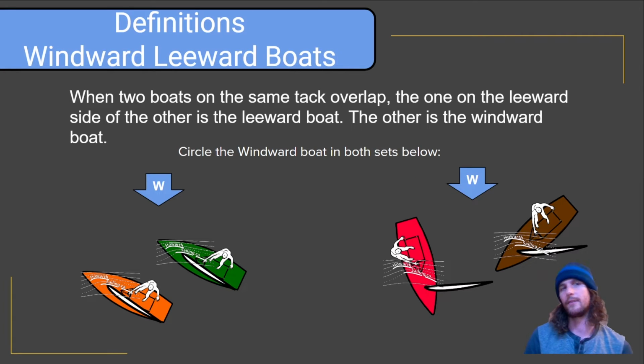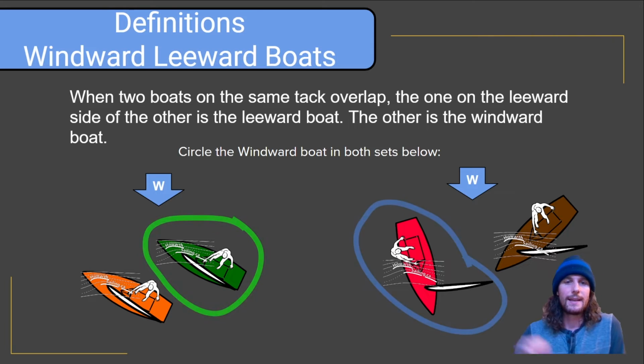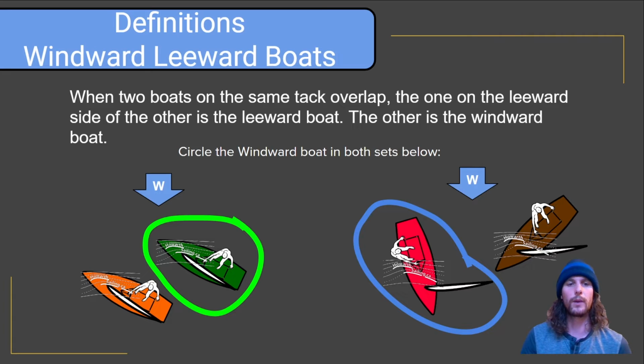So here we have another definition of windward and leeward boats. When 2 boats on the same tack overlap, the one on the leeward side of the other is the leeward boat. The other is the windward boat. Circle the windward boat in both sets below. So what we can see is that the green boat is most certainly the windward boat in the green-orange situation, and that's because the windward side of the orange boat is facing the green boat, and the leeward side of the green boat is facing the orange boat.